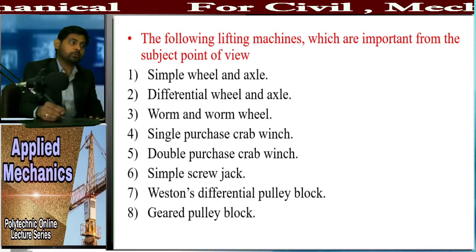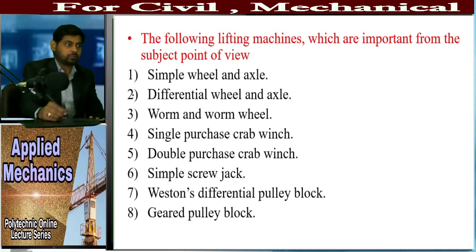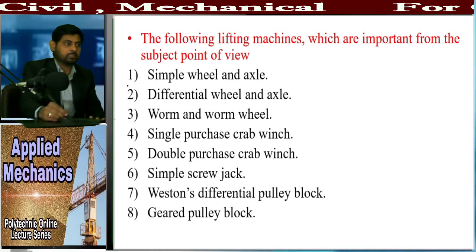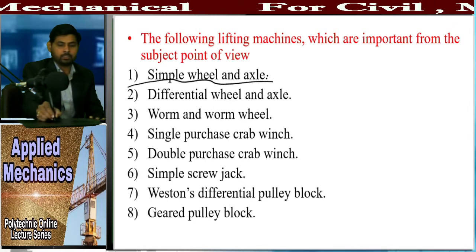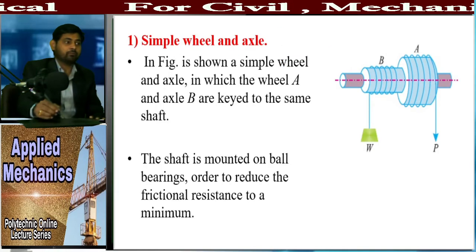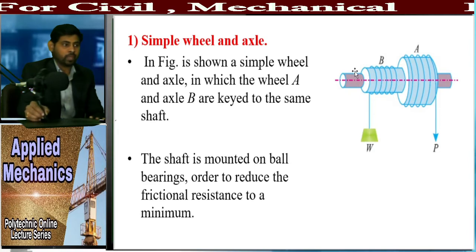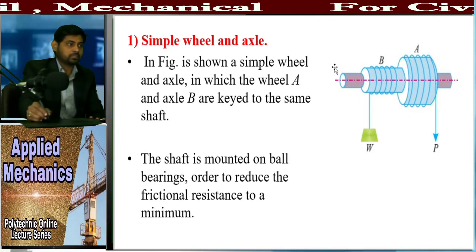So we have to discuss all these machines one by one. First of all, we have to see the first machine, that is nothing but the simple wheel and axle. Okay. So let's see what exactly the simple wheel and axle machine is. You can see here in this figure, we have a simple wheel and axle.